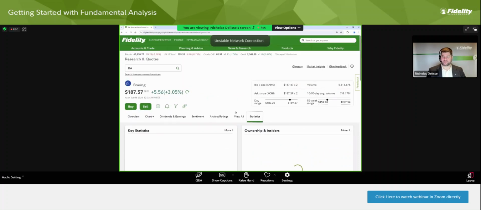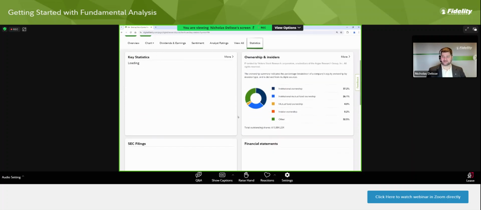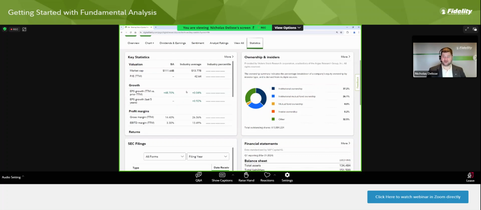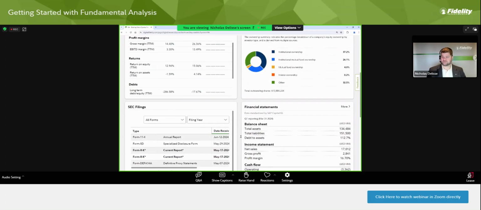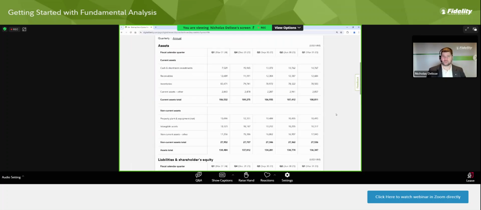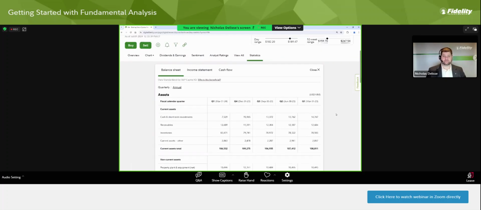We're going to start over here on the statistics side. You do have key statistics here, but we're going to come down over here to the financial statements, where we can actually see the balance sheet. Now, a lot of this has been streamlined.